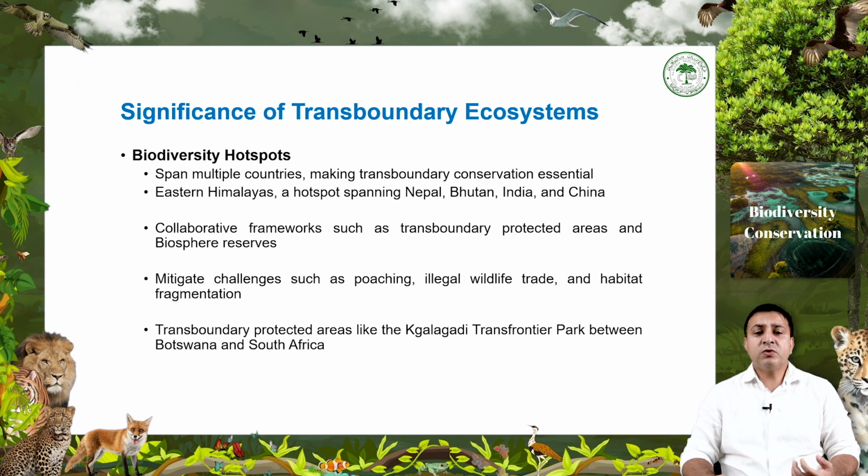So we can say the transboundary protected areas like the Kalahari Transfrontier Park between Botswana and South Africa demonstrate how shared goals and resources can strengthen wildlife corridors and scale up larger habitat necessary for the migratory species. These cooperative efforts not only protect the biodiversity but also foster diplomatic relationships and peace building through shared environmental goals.